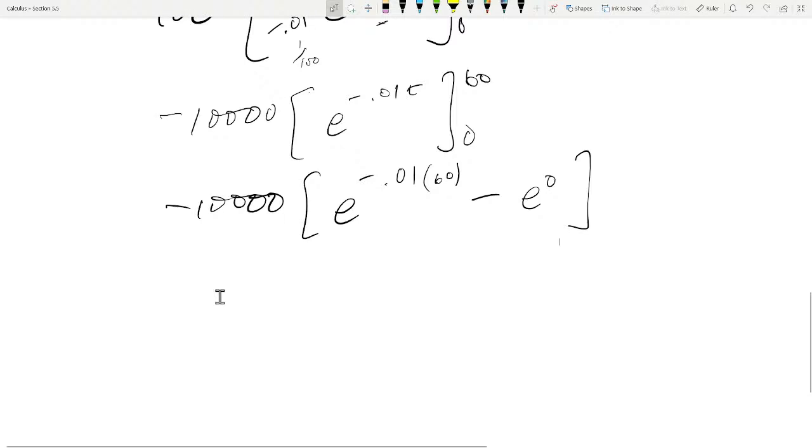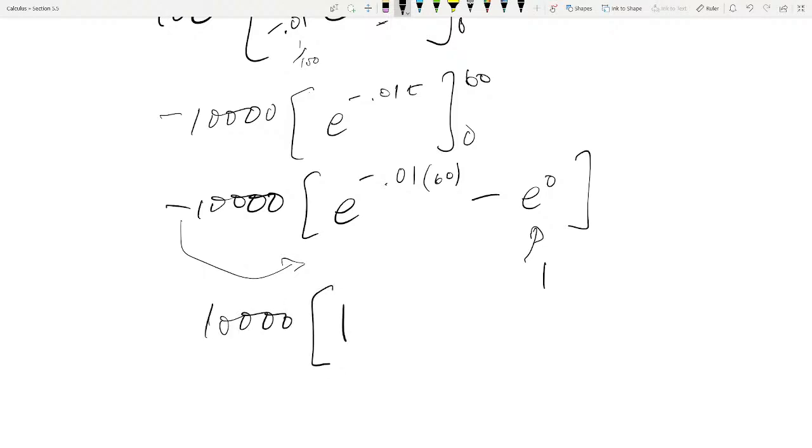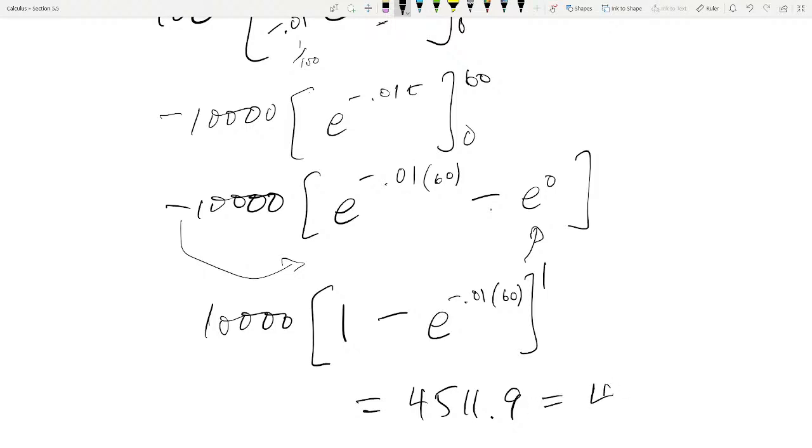So here's what I'm going to do. This is 1, and I'm going to put this minus inside. So I'm going to have 10,000 times 1, because when the minus goes in, it cancels this, and this becomes the positive one, and it becomes first. Then minus e to the minus 0.01 times 60. Okay, and then when all the dust settles, that is 4511.9 approximately, which is 4512 liters.